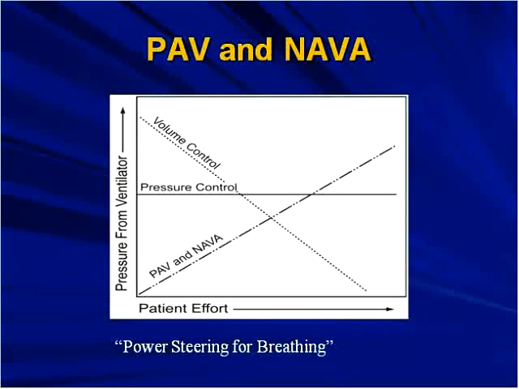So the way to think of this, Warren Sanborn has called it power steering for breathing. And conceptually, here's pressure from the ventilator, and here's increasing patient effort. So in pressure control, increasing patient effort, the pressure control level stays fixed. And as we saw before, in volume control, increasing patient effort, the pressure from the ventilator goes down, the work of the ventilator goes down, and in PAV and NAVA, increasing patient effort is met with increasing output from the ventilator.